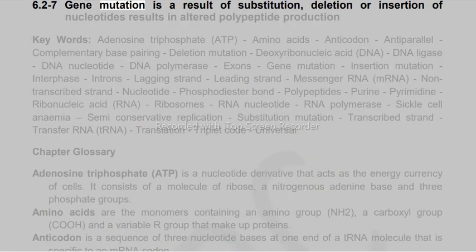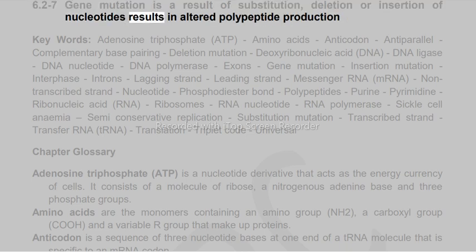6.2-7 Gene mutation is a result of substitution, deletion, or insertion of nucleotides, and results in altered polypeptide production.